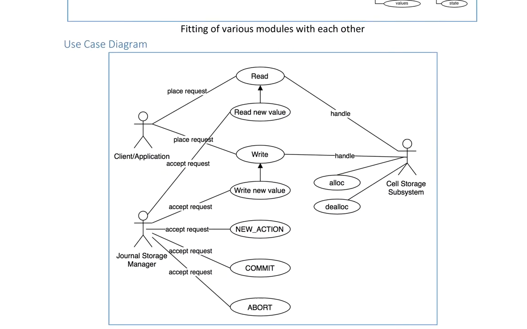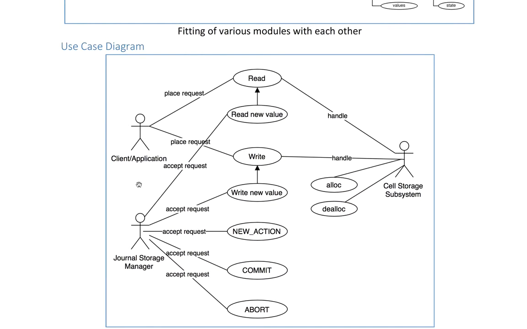Next I would explain the use case diagram. The primary users are the client application and the journal storage manager. The client application places requests for read and write, and these are accepted and handled by the journal storage manager. The journal storage manager forwards these requests as system calls to the cell storage system, and the cell storage system handles the reads, writes, and also allocates and deallocates memory as needed.